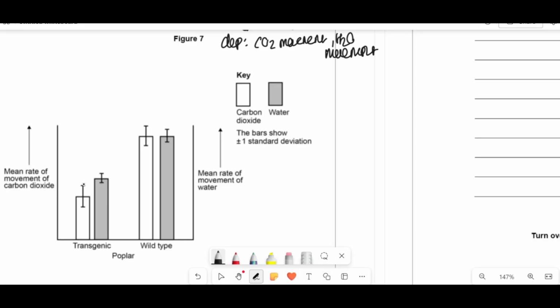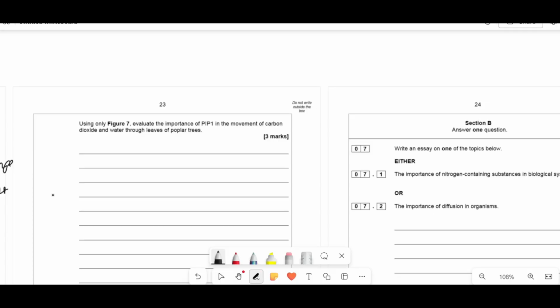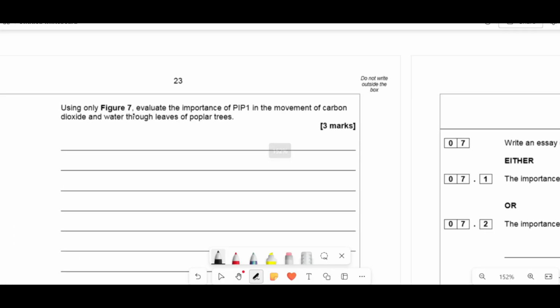So we've now done all those comparisons. We can now use that to think about the next question. So always do that. Now it says, using only this figure, evaluate the importance of PIP1 in the movement of CO2 and water through the leaves of poplar trees. So it's saying PIP1 is important for this: supportive, contradicting, and validity. Supportive statements are what's directly supporting this, results that say, yes, this is the case. Contradicting is what's directly going against it, what's saying nope. And validity is the problems with it.